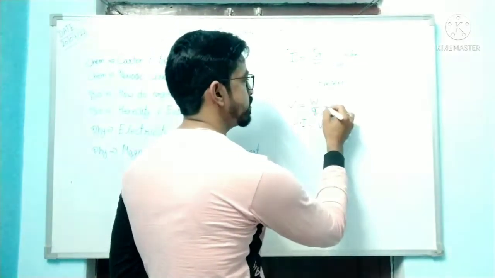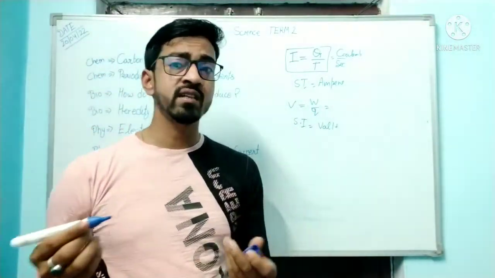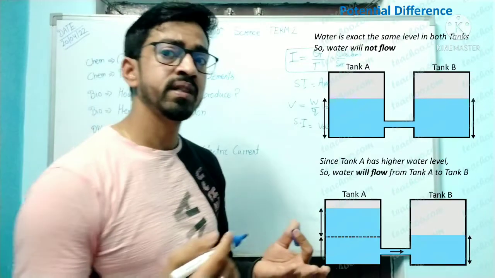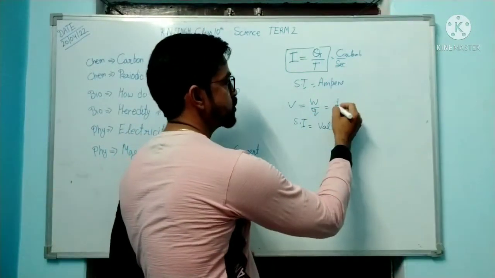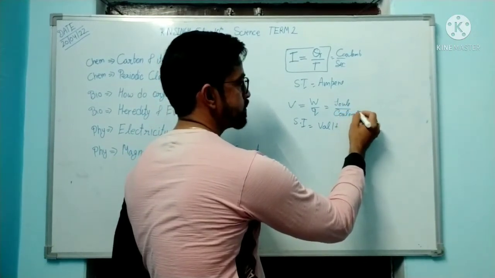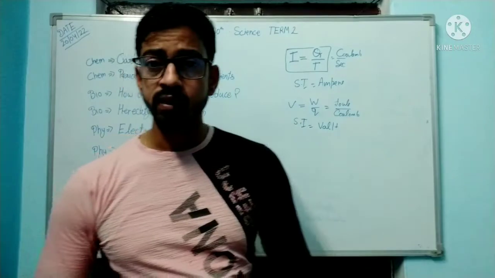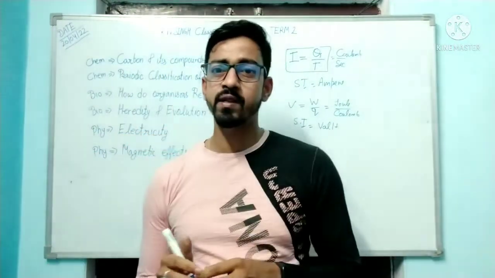Also, you write W as a form of energy, work, which is mainly measured in joule, and charge is in coulomb. So you can also write this as joule per coulomb. Also we discuss potential difference, how we find out the potential difference.